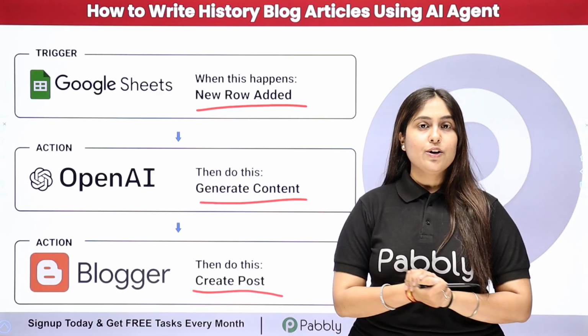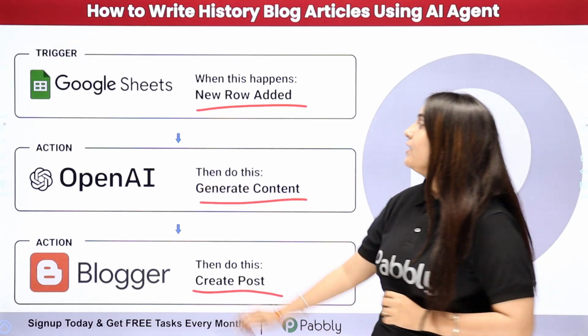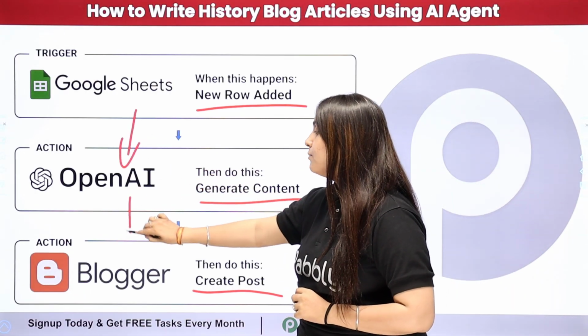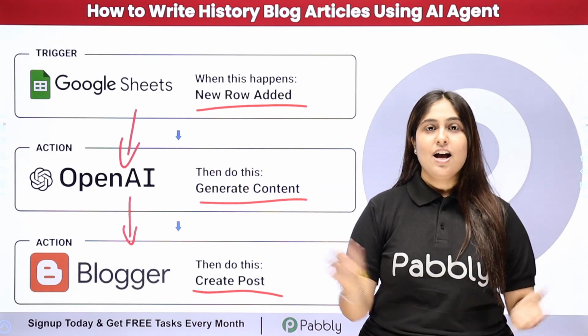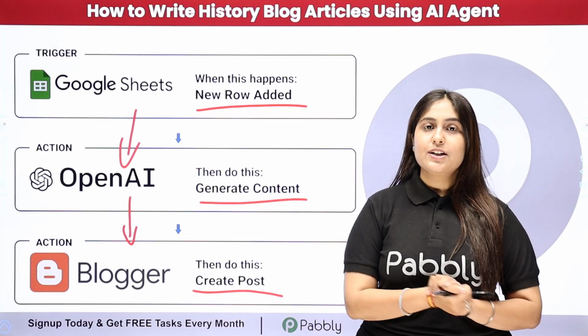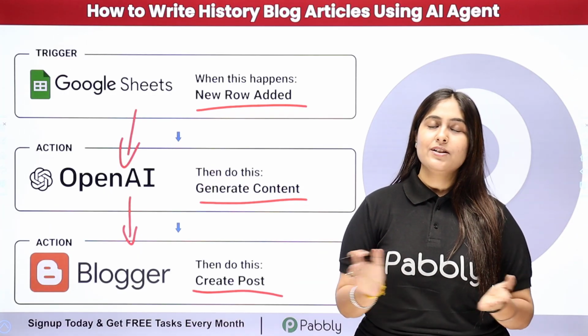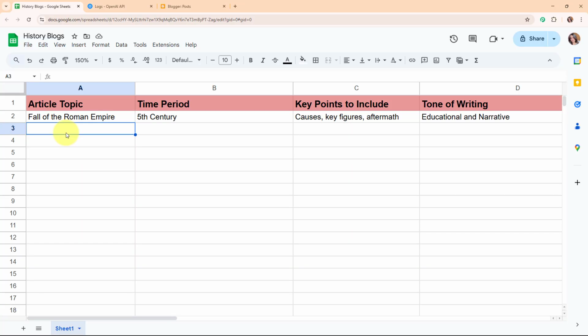To automate the entire process, I need to connect my Google Sheets with OpenAI and Google Blogger using an automation software named Pabbly Connect. To see the working of this automation and to learn this process step by step, let me take you to my screen. Welcome to my screen.